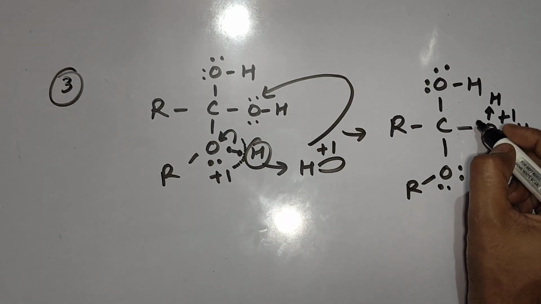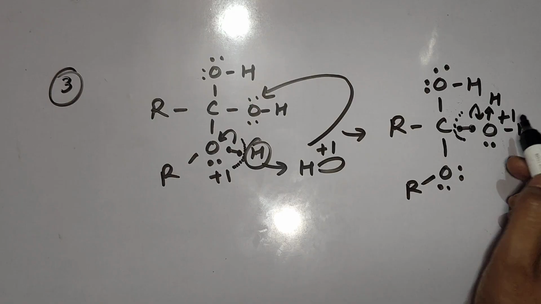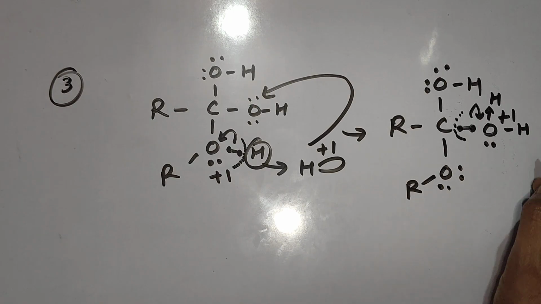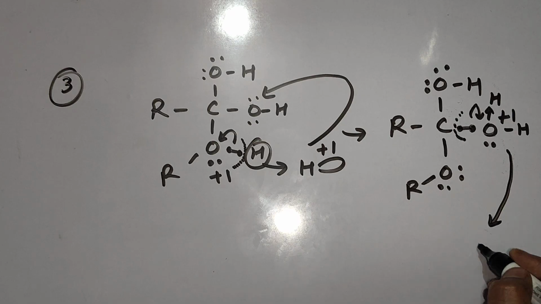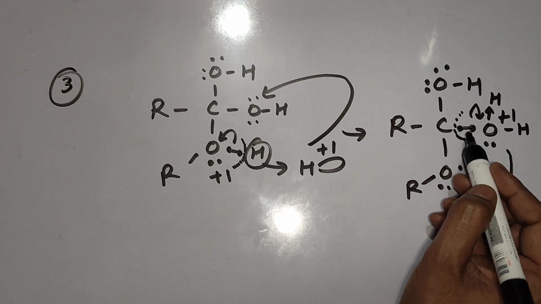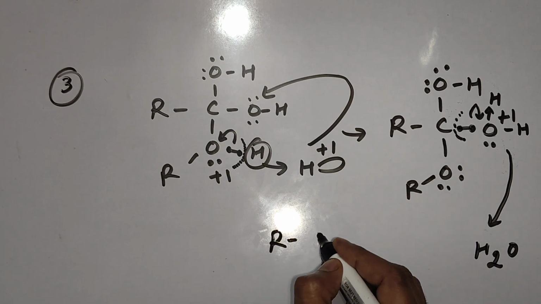Still it is unstable. So it will start breaking the bond from carbon. And obviously oxygen is more electronegative than carbon, so both electrons will shift toward oxygen. So from here what will be released? H2O, a side product. And what about this carbon? Because it has lost electrons, a vacant orbital will generate. Let's draw it also.